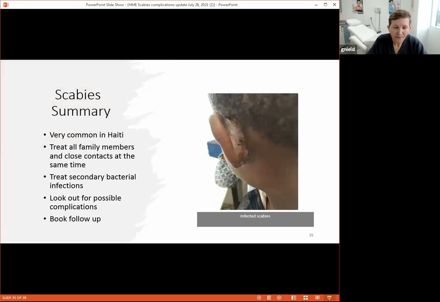So in summary, scabies is very common in Haiti. You need to treat all family members and close contacts at the same time. You need to treat secondary bacterial infections, look out for possible complications, and book follow-up. And I show the picture of the ear again because this is a really common place where I see infected scabies.